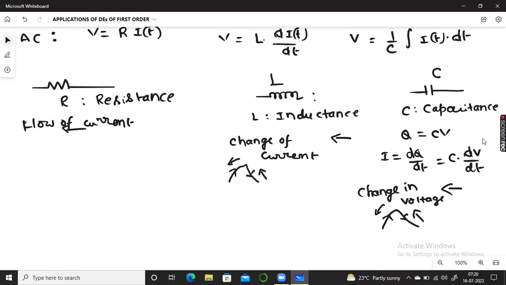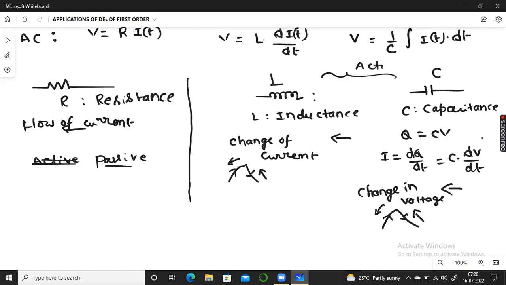But there is one more concept that I have already covered in the basics class. Remember, R is a passive element. These two, L and C, we call active elements. Ideally, why we call them active is because they have the ability to store energy. L and C are called energy storing elements. When an energy storing element comes, it means intrinsically they can store some energy. They have that nature.